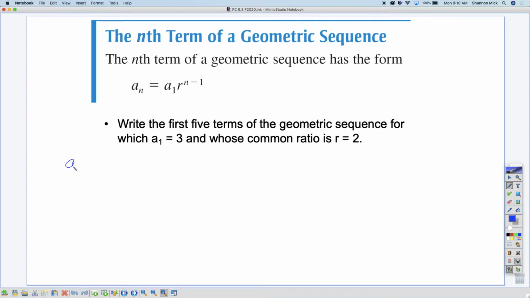So a sub n equals, what's a sub 1? 3? Is that better? Yeah. That seems really dark. Are you guys good?